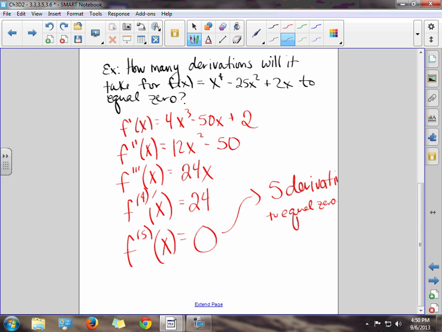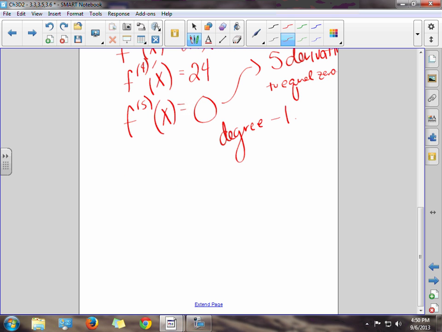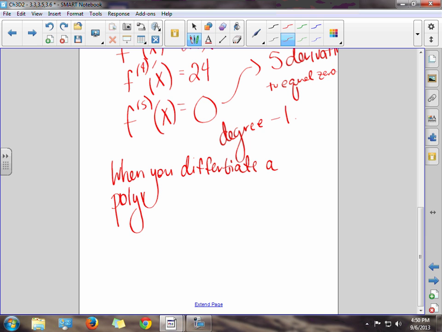And so what you can do, if you have a polynomial, the number of derivatives it takes to equal 0 is always going to be your degree plus 1. When you differentiate a polynomial, it always loses a degree, just 1. So if you differentiate all the way down to a constant, that would be x to the 0th power, and then it takes you one more derivative to equal 0.